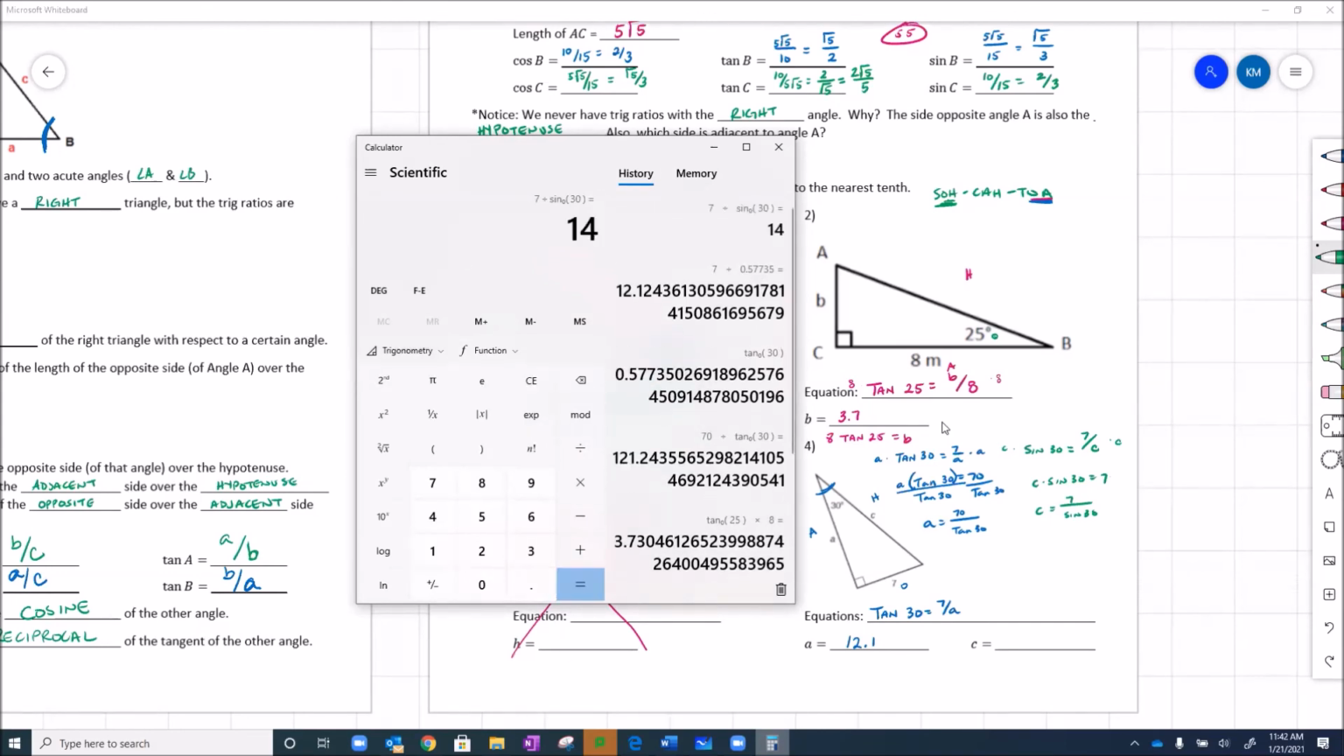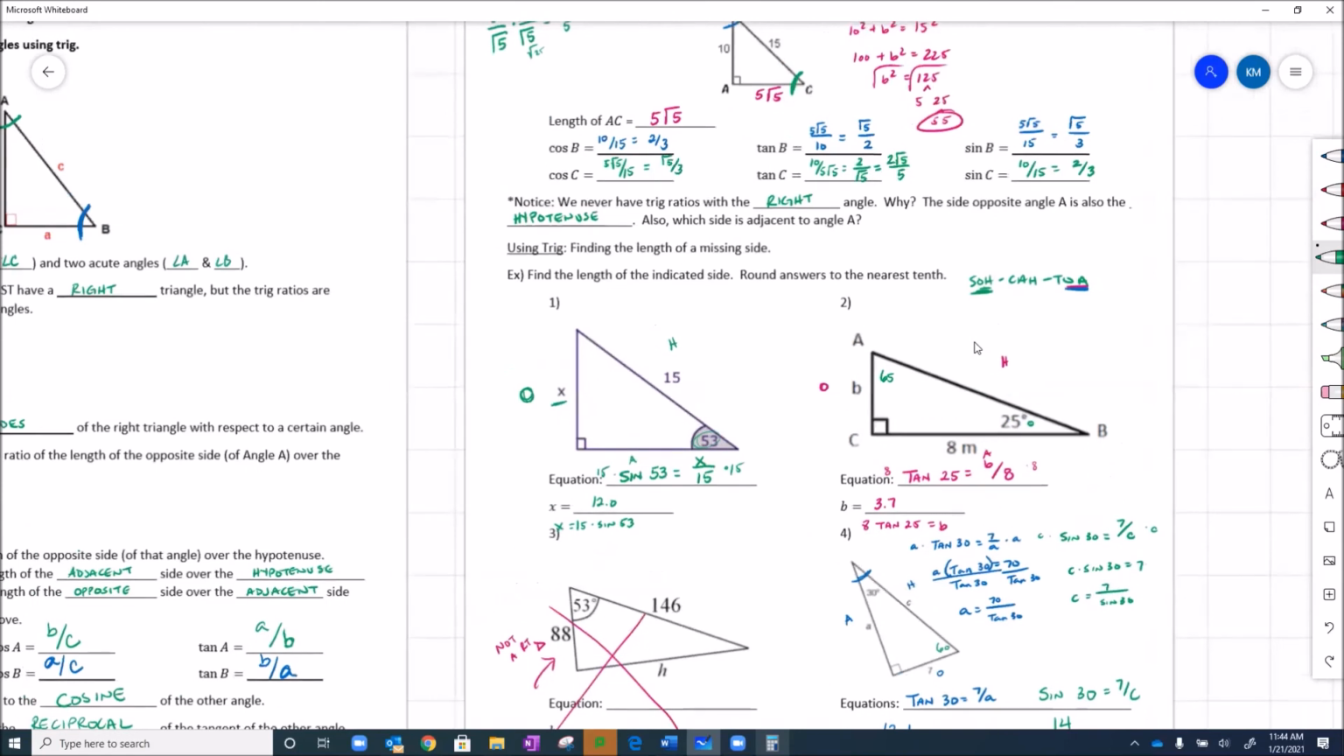And that is 14. Big thing to remember here, SOHCAHTOA. That's just our way to set up our trig functions. And as you go through these, I think that'll become kind of second nature to you. All right, see ya.